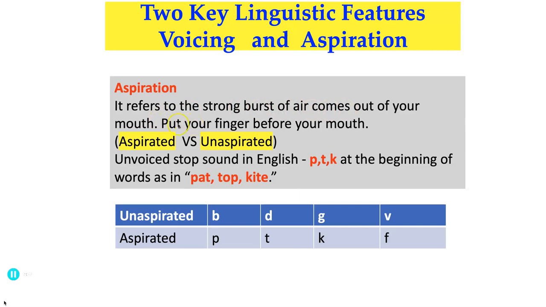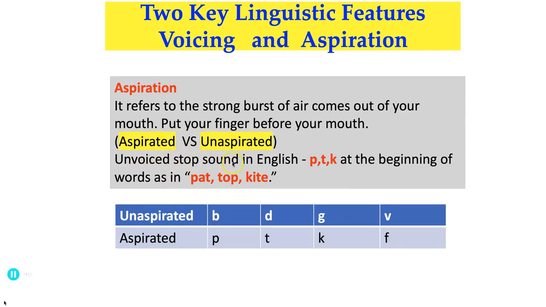So the way you create the sound is, this is the thing. Put your finger before your mouth, and you have a lot of aspirated sound. A lot of air is coming out. An example of aspirated sound in English is p, p. A lot of air is coming out of your mouth. And an unaspirated sound is like a boo sound. Boo, boo. No air is coming out.